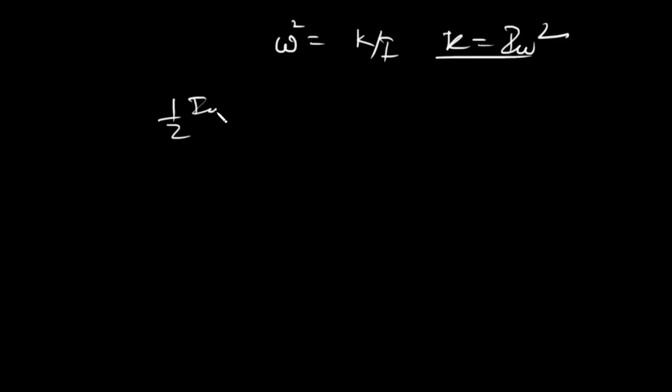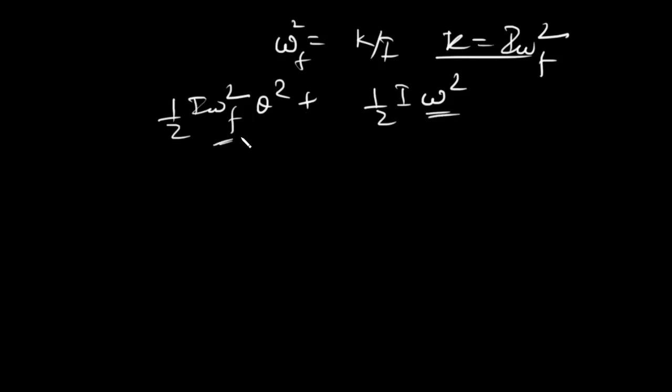Now omega square, what was omega square? This was k over I, right? So k is I omega square, as we know. So half k theta square will become half I omega square theta square, plus half I omega, this is omega f, and this is omega. Omega f is angular frequency, this is the angular velocity. These two things are different.